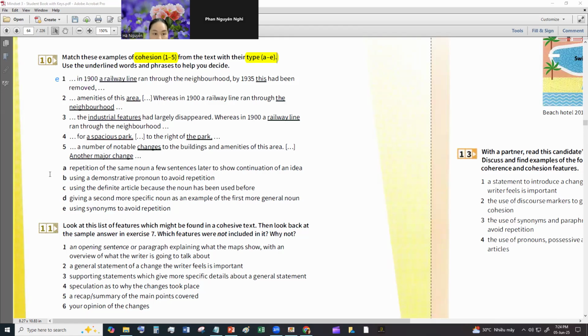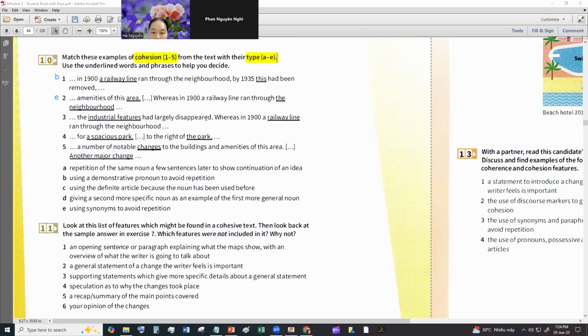"This area" and "the neighborhood." Sorry. Oh, I mistook. So one is B, using demonstrative pronoun. I just made a mistake there. So one is B. Good job. And "this area" and "the neighborhood" is using synonyms. Good job. So that's E. Well done.